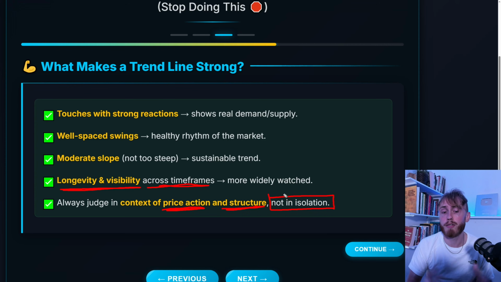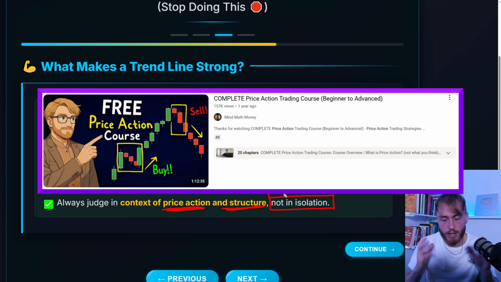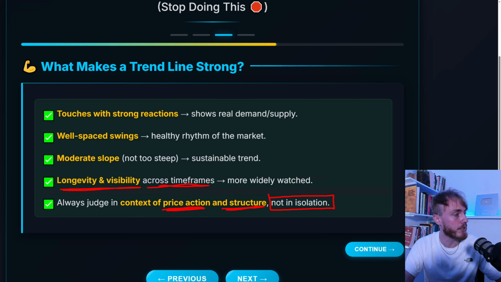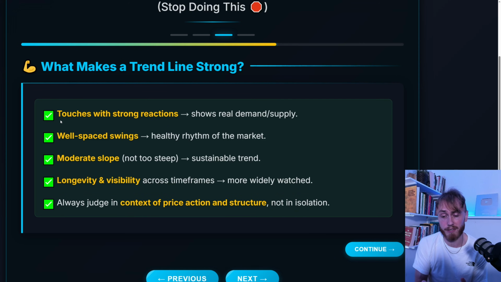Once again, I do have a full course on price action. Highly recommend to check that one out. I know that I have been sending you guys to lots of courses, but this just proves the point that trend lines are not simple, and to use them effectively, you need to learn about some deeper concepts like price action. It's good if you learn about volume as well.